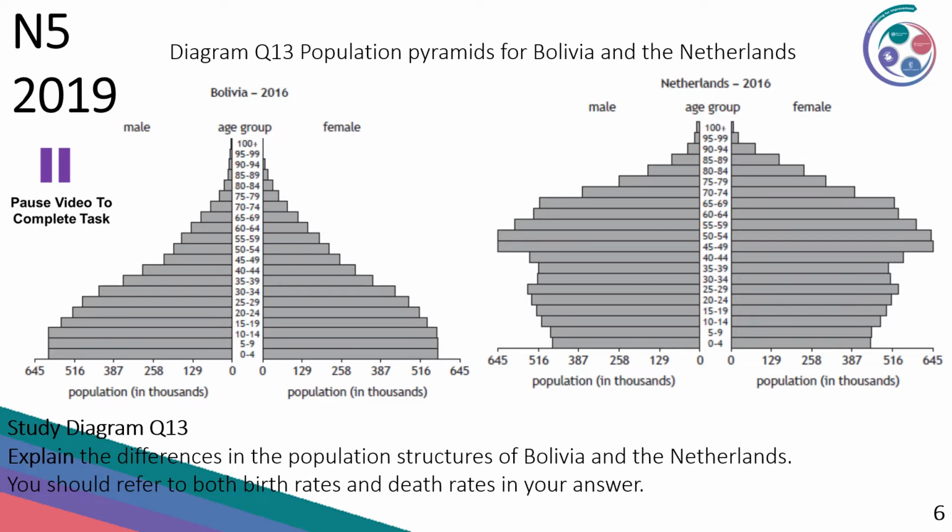The Netherlands is the opposite. It's got a base which, although quite wide, isn't the widest part of the pyramid. It's a fairly straight side to the pyramid here, indicating it's got a low birth rate and a low death rate. And you're asked to explain why that's the case. Why has one got a high birth rate and one got a lower birth rate?